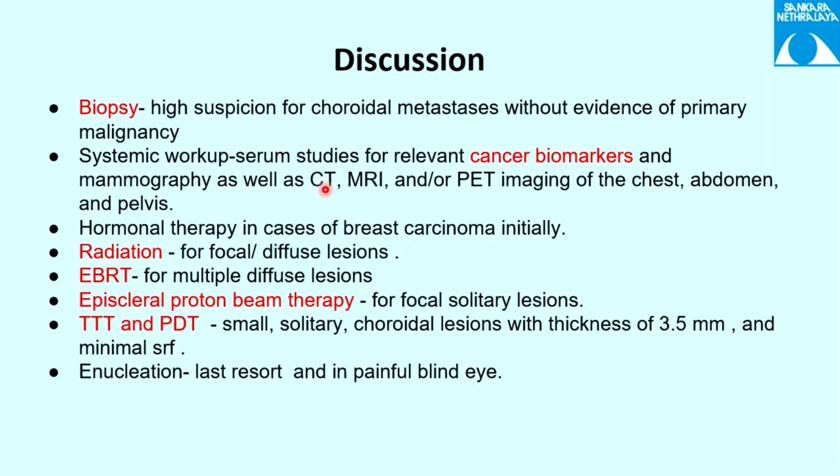Treatment-wise, breast carcinoma patients are treated with hormonal therapy. Radiation therapy is for focal and diffuse lesions, but external beam radiotherapy is done for multiple diffuse lesions. Episcleral proton beam therapy is for focal and solitary lesions. TTT and PTT have been advocated for small, solitary choroidal lesions with a thickness of less than 3.5 mm and with minimal subretinal fluid. Enucleation is the last resort in a painful blind eye.